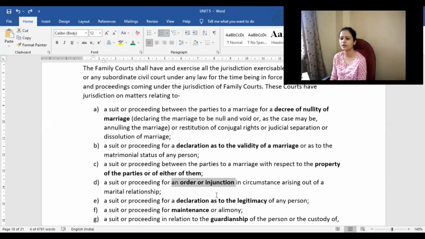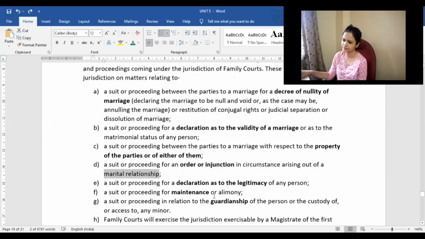So those sort of injunctions might also be passed, a suit or proceeding for an injunction order for any sort of situation that might arise out of a marital relationship. For that also, parties may approach the court, and in that case, again, family courts would have jurisdiction to try the matter.